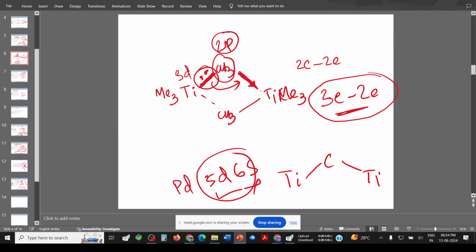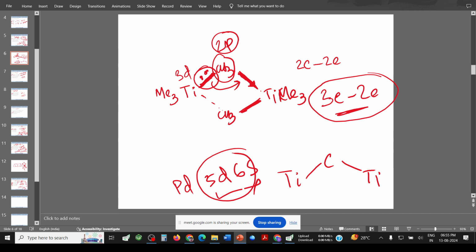The same thing is also happening for the methyl attached to the other titanium. Because of the formation of 3-center 2-electron type bonding, this titanium-methyl bond gets weakened. This is simple, and that's why this complex becomes very unstable. Even at minus 40 degrees, a very low temperature, it decomposes.